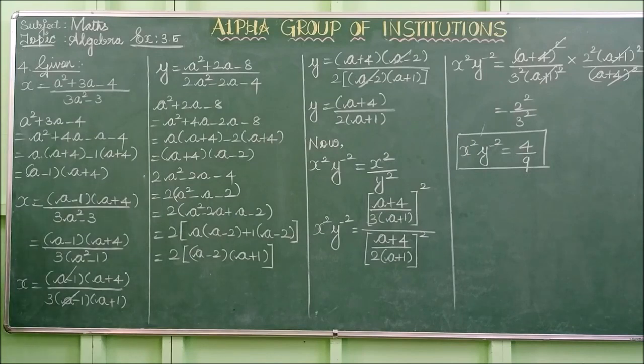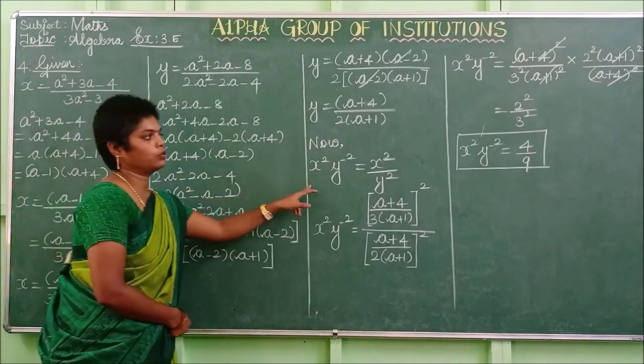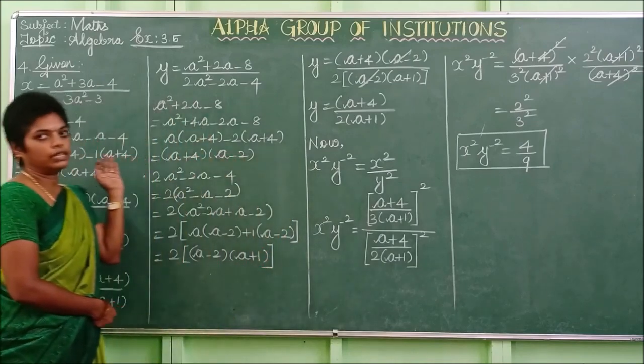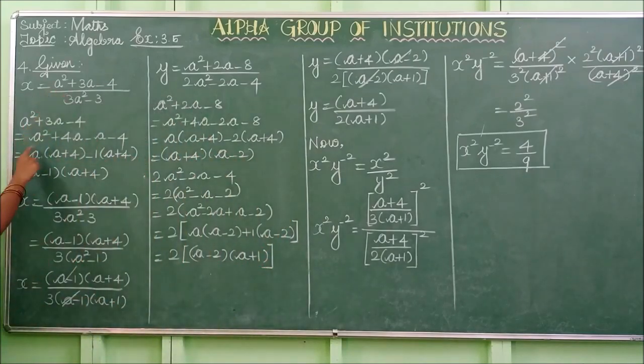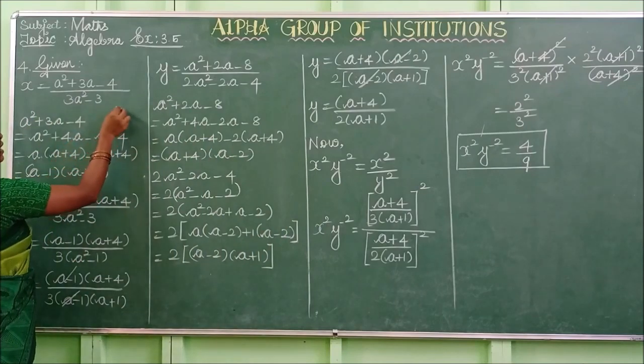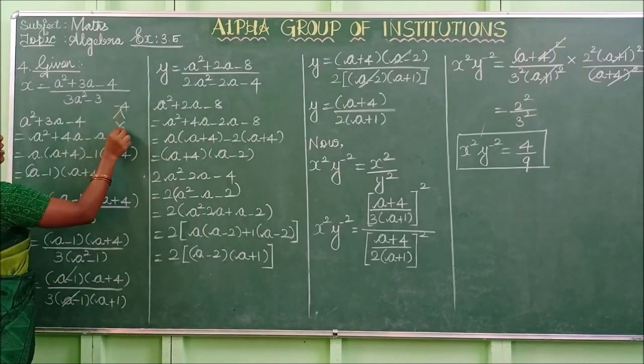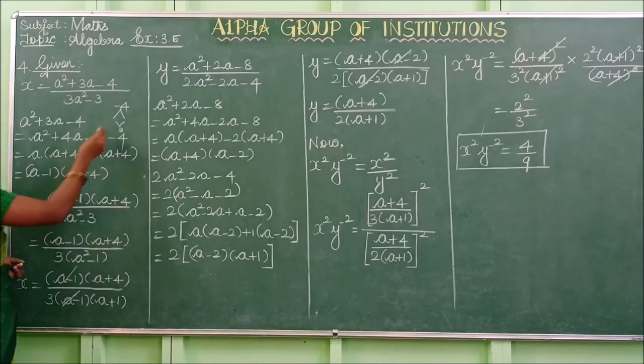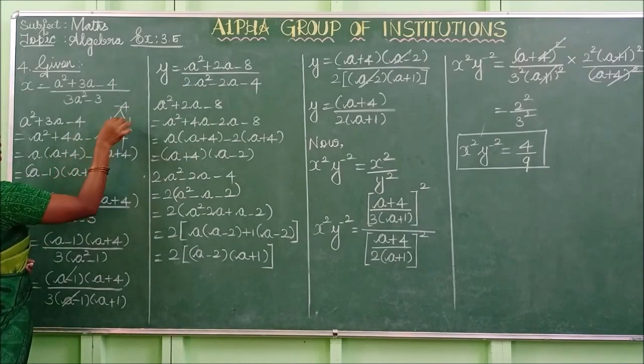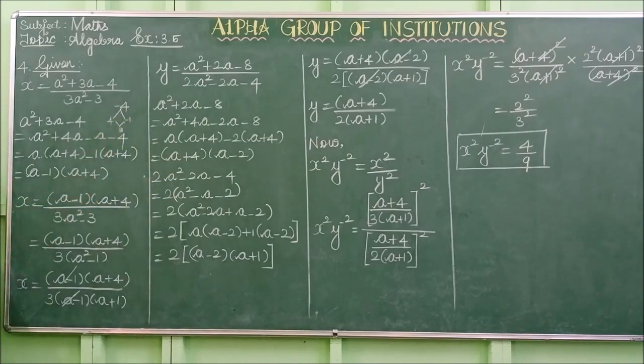So what are the given conditions? x is equal to a square plus 3a minus 4 divided by 3a square minus 3, y is equal to a square plus 2a minus 8 divided by 2a square minus 2a minus 4. How to find the value of x square y to the power minus 2? So listen here. If you multiply two values, you get minus 4. If you add the two values, you get 3. So this can be written as plus 4 and minus 1. If you multiply these two terms, you get minus 4. If you add these two terms, you get 3.